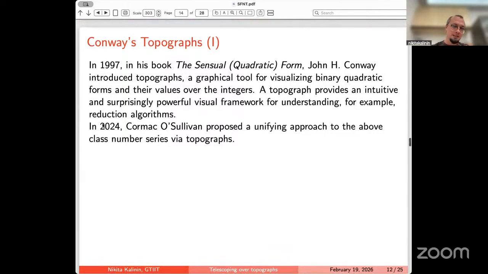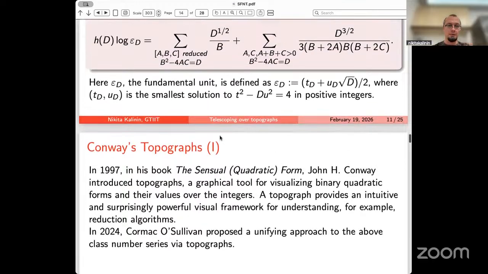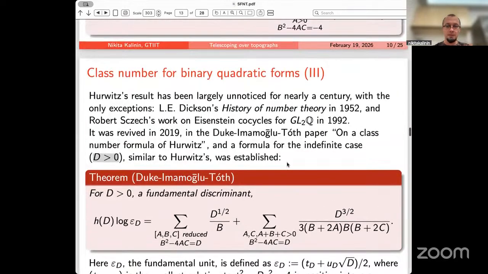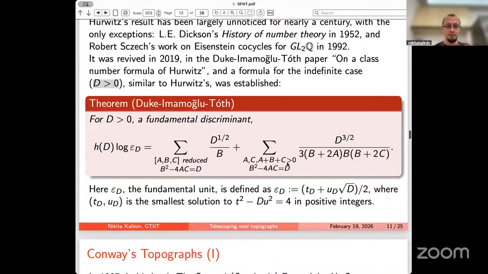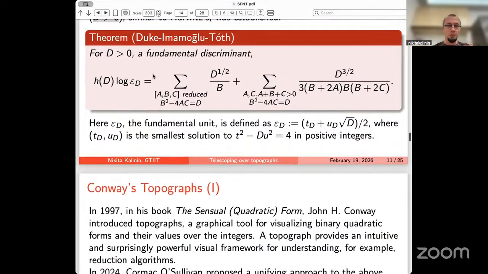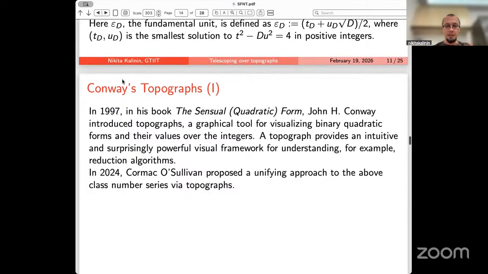And then last year, Cormac Sullivan proposed a unifying approach to the above formulas using topographs. Because you see, here you have just a sum over all quadratic forms which are equivalent to the given one. So it's natural somehow to decompose all these things into equivalence classes and take a sum of this thing in one equivalence class. And then it should be equal to the logarithm of epsilon d. And one topograph represents exactly one equivalence class.